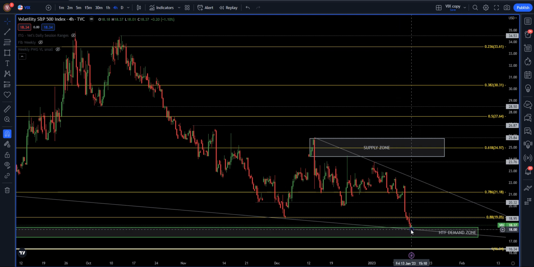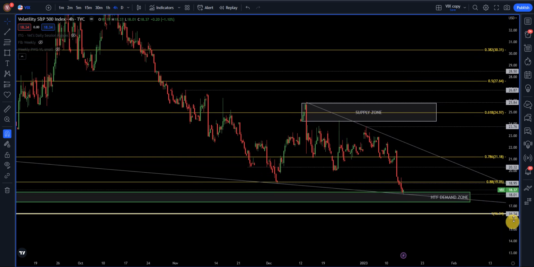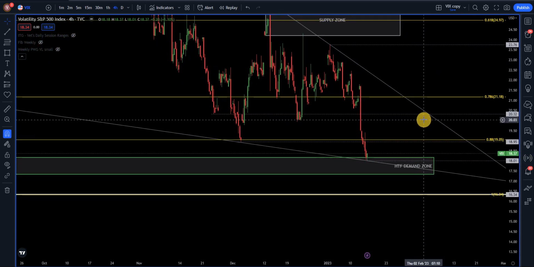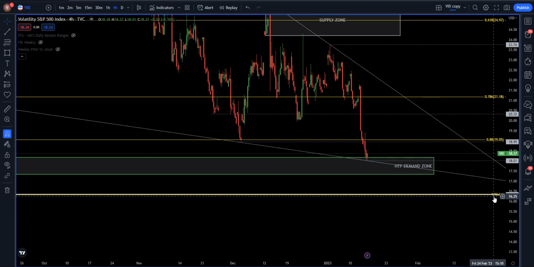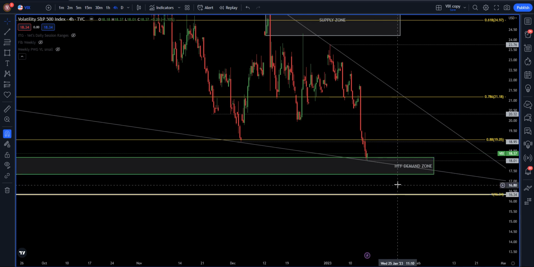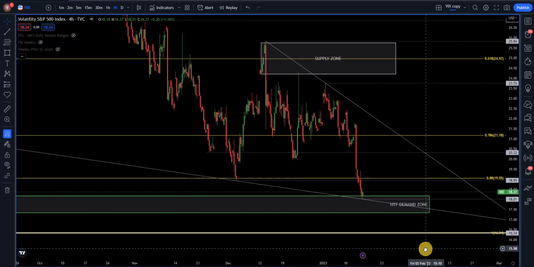Trend line, low of year, and we're in a high time frame demand zone, and that demand zone's been in place for 12 plus months. VIX probably isn't dropping much further. Now, if markets do rally next week and the VIX does come off, where's it going to go to? Well, 1635 was the low of the year. We know we're probably going to hit the bottom of this demand zone, 1732, and then 1635, 1634.